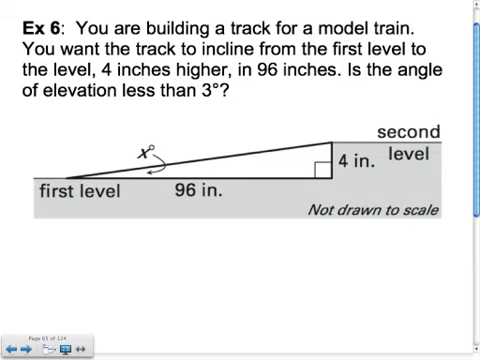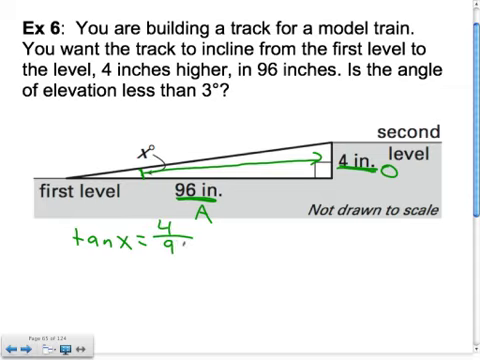So anyway, this is the angle here I'm trying to find. Now I identified the information I do know. I do know that this 4 happens to be the opposite side. And I also know this 96 here, and I know that happens to be the adjacent side. Opposite adjacent, so SOHCAHTOA tells me to use tangent. So tangent of x equals opposite 4 over adjacent 96.